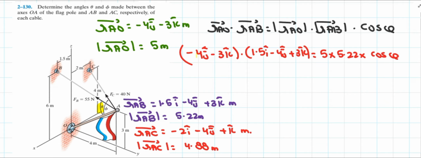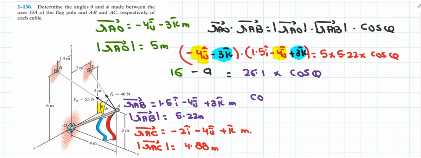Now multiply negative 4j with negative 4j, which gives us 16, and again multiply negative 3k with positive 3k, which gives negative 9, because in the dot product we multiply like vectors with each other. This is equal to 5 times 5.22, which gives us 26.1 times cos of theta. So cos theta is equal to 16 minus 9, which is 7, so it is 7 upon 26.1.